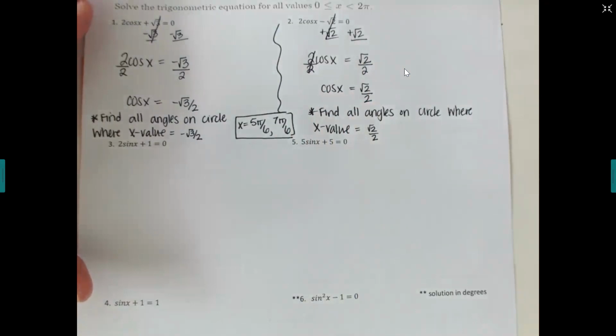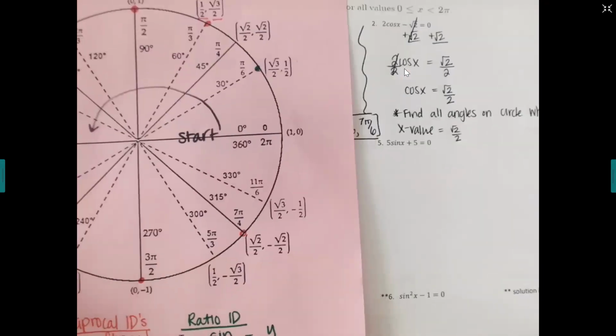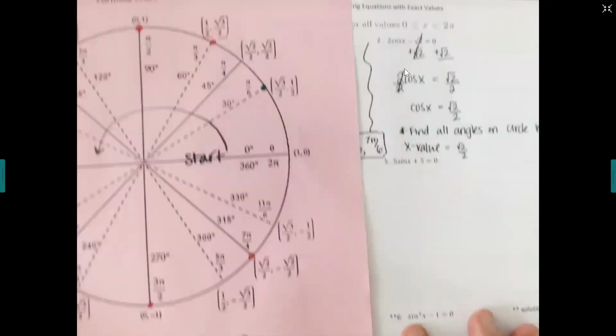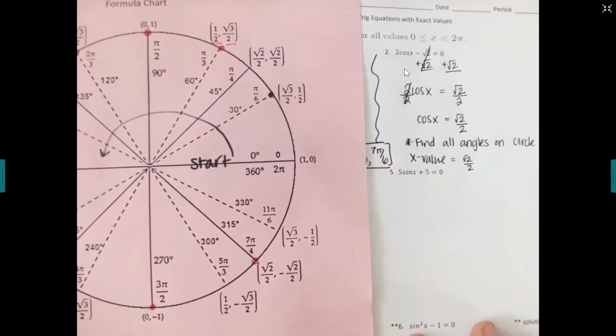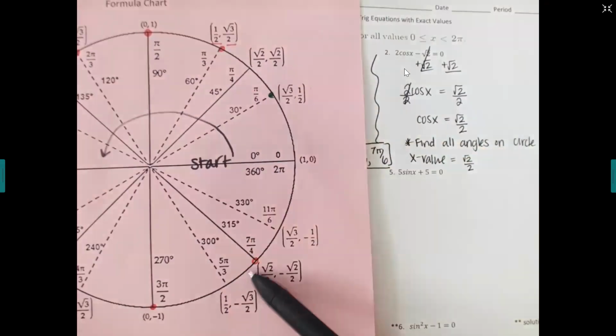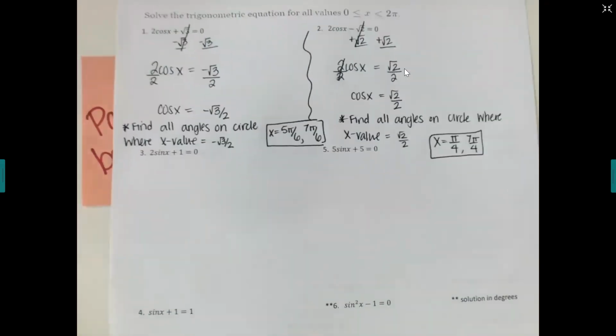Now, if I want my x value to equal a positive number, should I focus on the left half of the circle or the right half of the circle? The right half. So I'm going to look on my circle here. And I'm looking for all of the places that root 2 over 2 positive is the x value. What 2 angles does that happen at? Okay, pi over 4 and 7 pi over 4. Very good. So pi over 4 and 7 pi over 4.